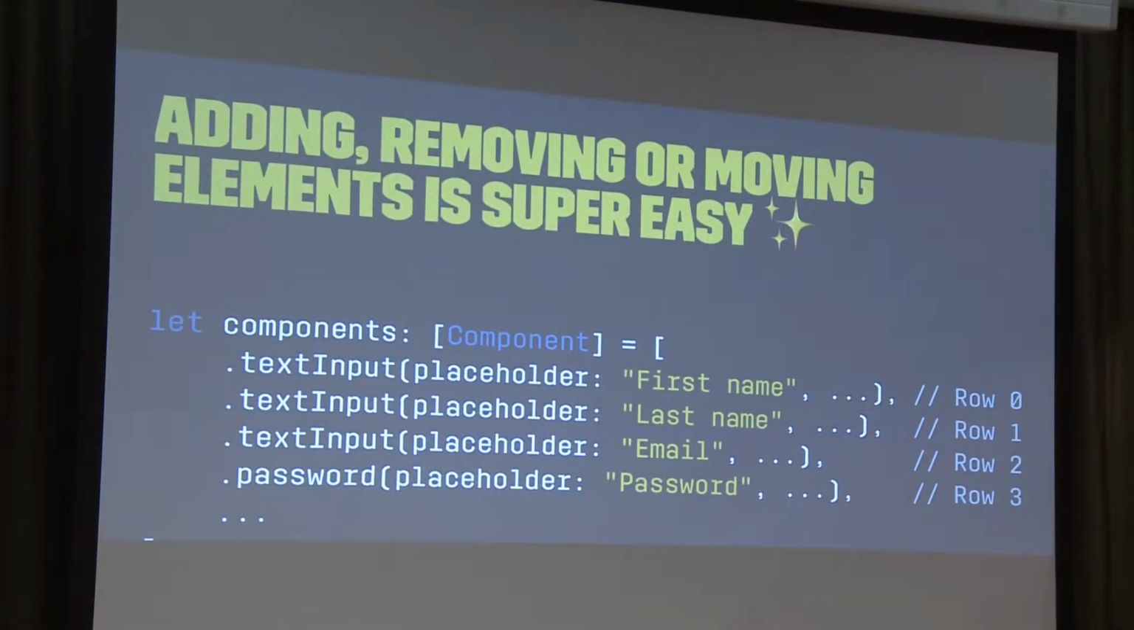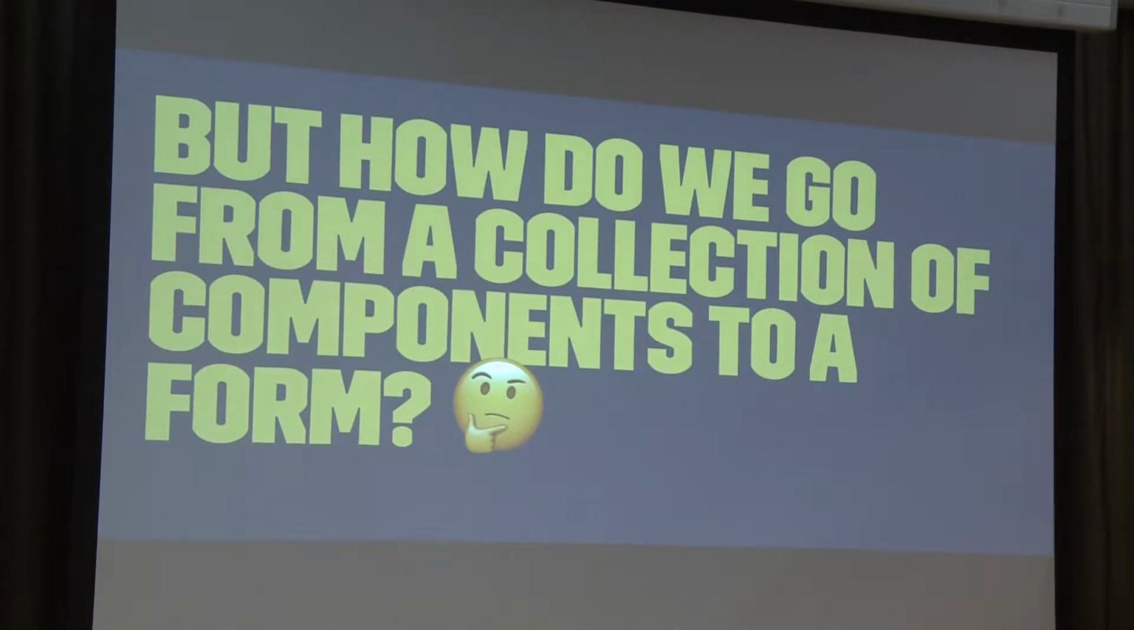So let's see if we can fix some of the problems that we saw with index paths. Adding, removing, or moving elements is really easy, because we just need to place the new element or remove the element or move it. The indices will be naturally updated because we are using an array. So this is cool. But the question is, how do we go from a collection of components to really a form? Because at this point, we only have a representation of the form.